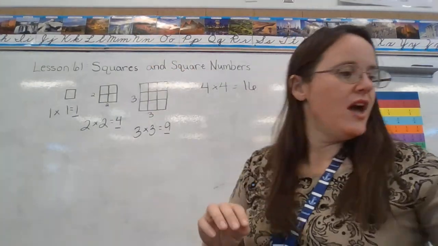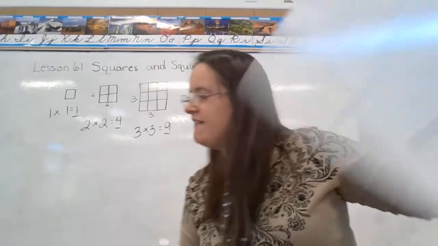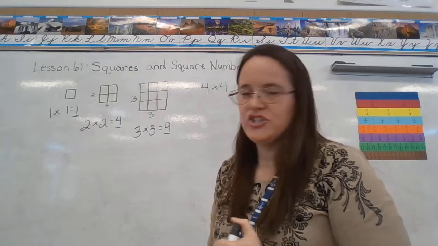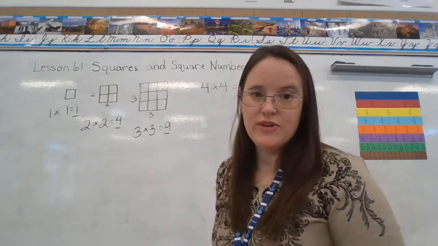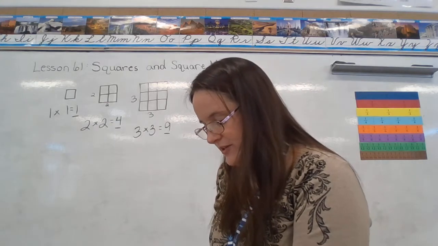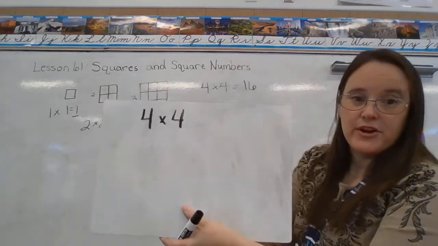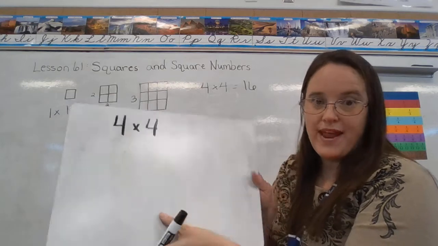So, our next example says find each product, and there's a strategy that they show you for how to do it until you get your multiplication facts memorized. So the first one is 4 times 4. It's a square number.